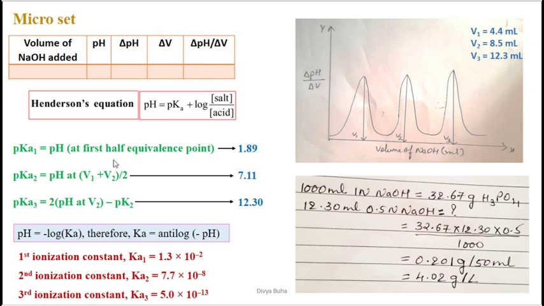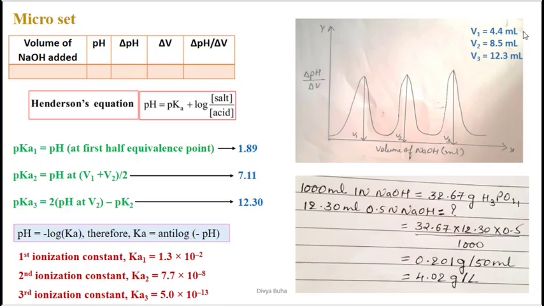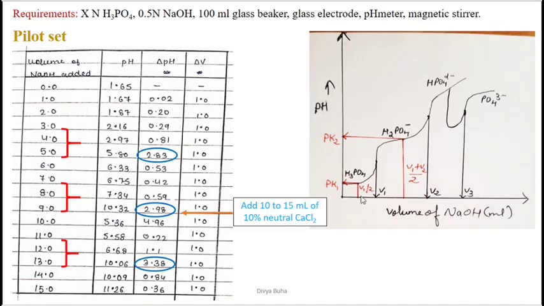So the first equivalence point is 4.4 ml. So the pH at the first half equivalence point would be equal to pKa1. So over here V1 is, say, 4.4 ml. So V1 by 2 would be 2.2, right? Using this graph, you have to find out 2.2 over here. Draw a straight line, then again draw a straight line. Whatever pH you get would be equal to pKa1, or you can say pK1.